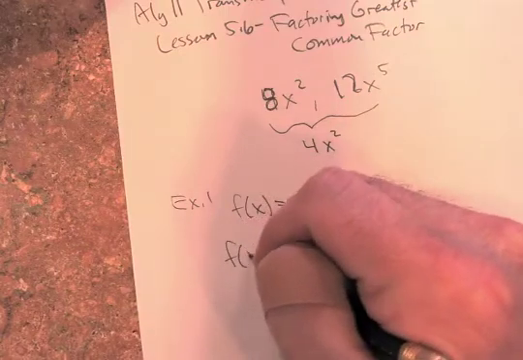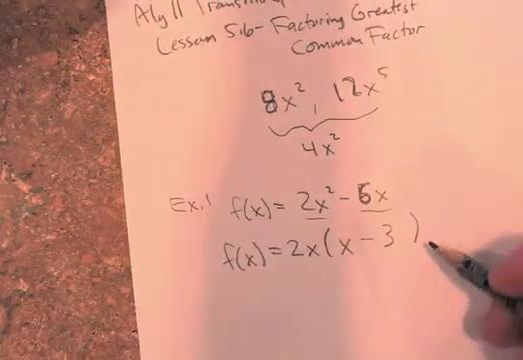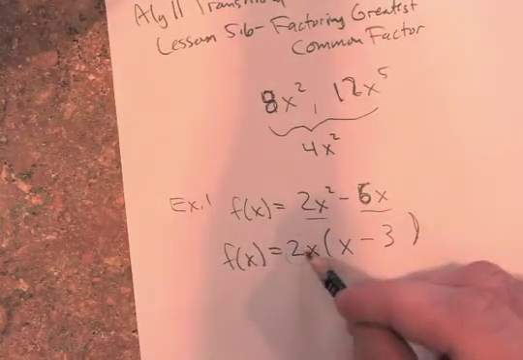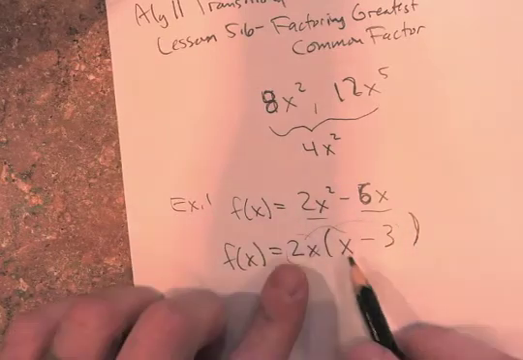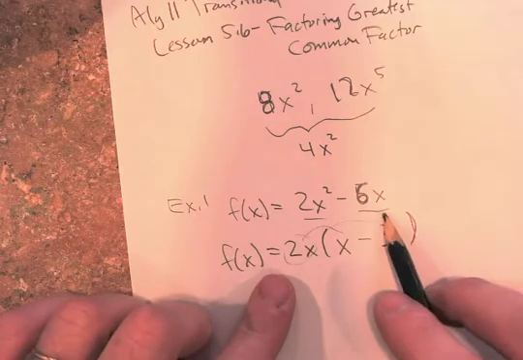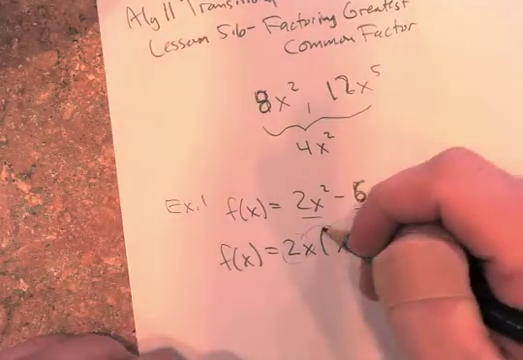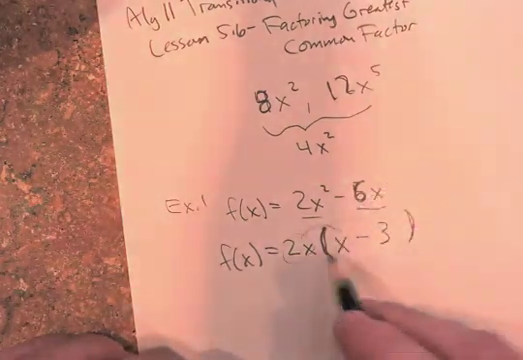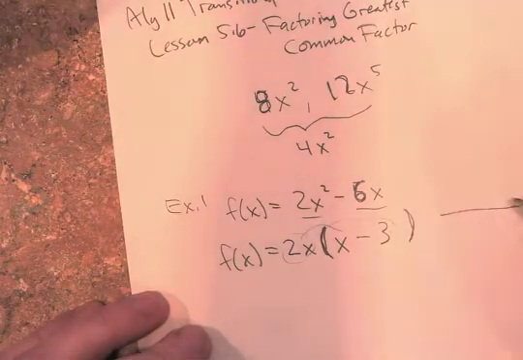Okay, so that is the factored form of that. If you would distribute back in like this, you'd get 2x squared, and you'd get minus 6x. So you're just basically undistributing, you could say. You're pulling something out.